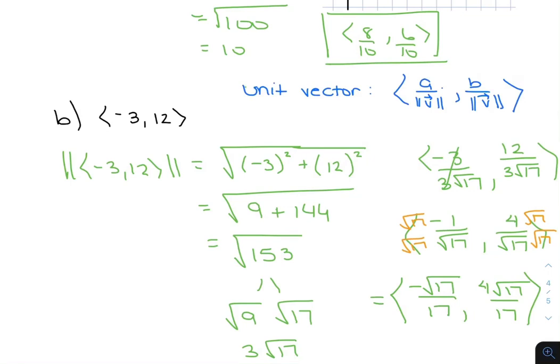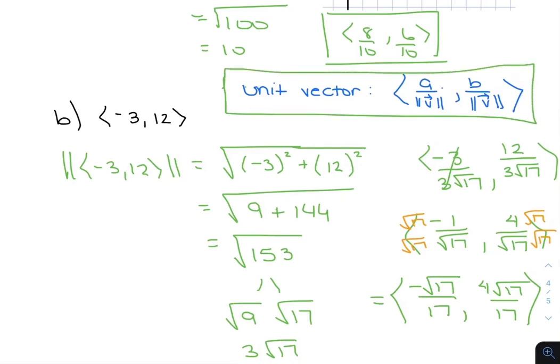So it's always going to follow this general form. Whenever you're looking for the unit vector, you can always take the components a and b and divide them by the magnitude.